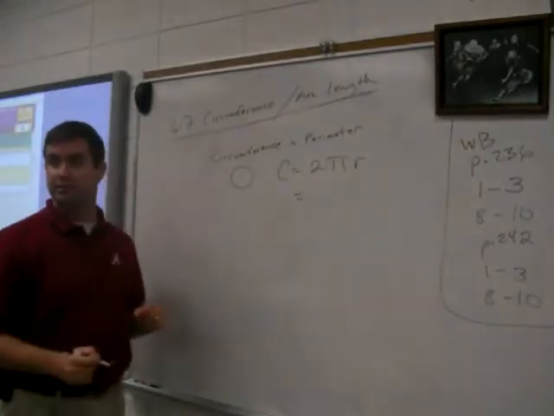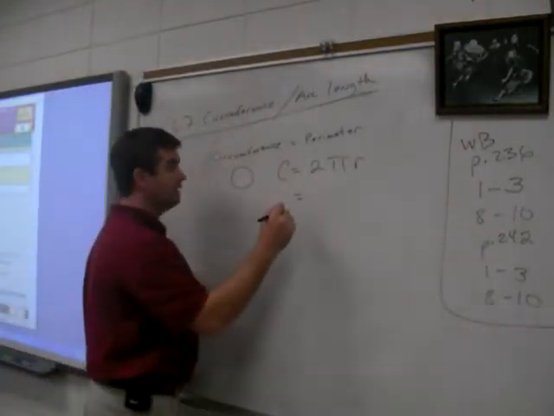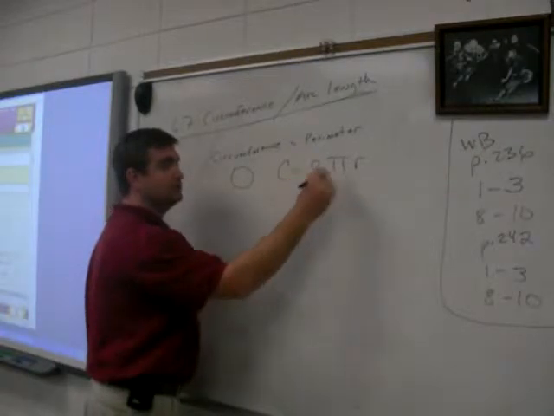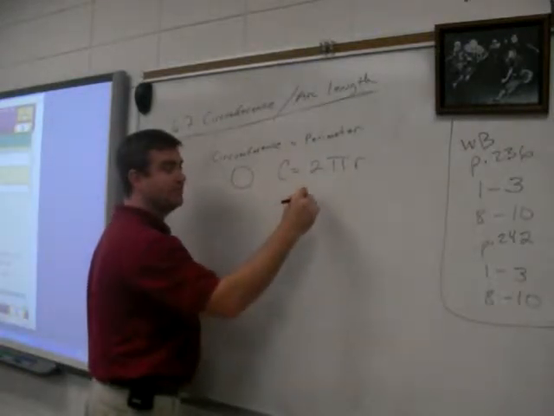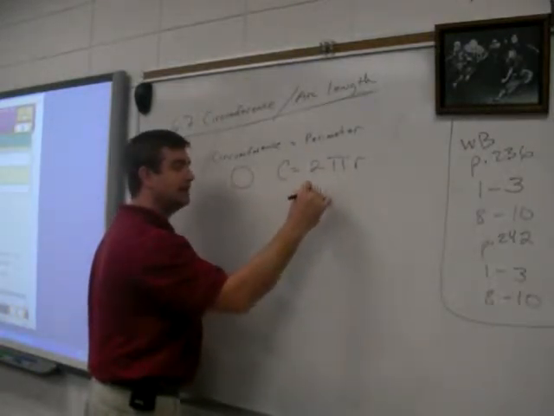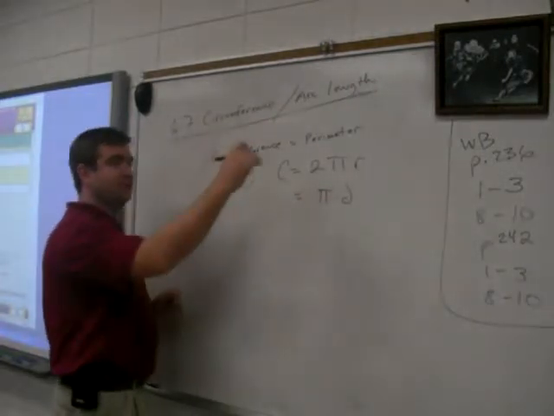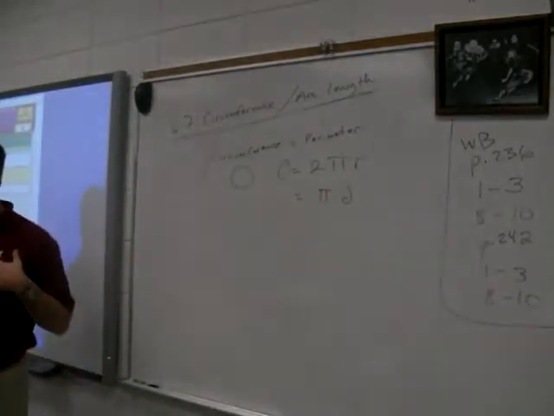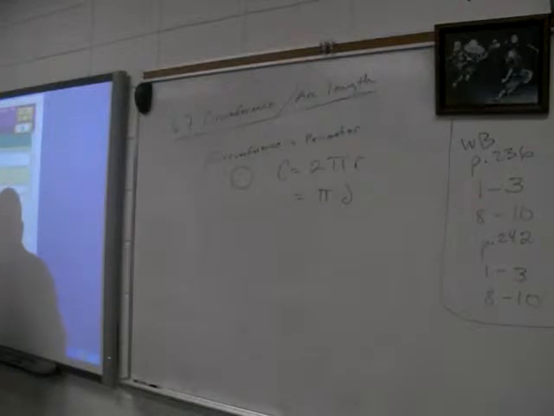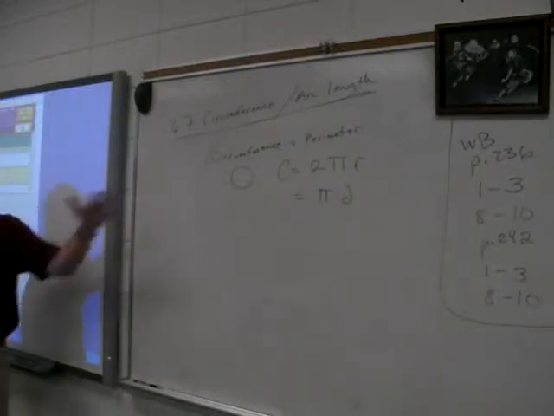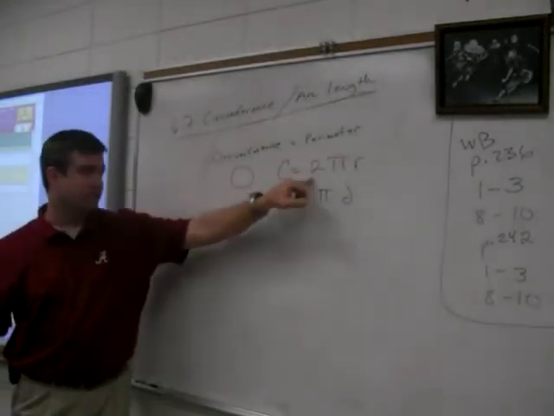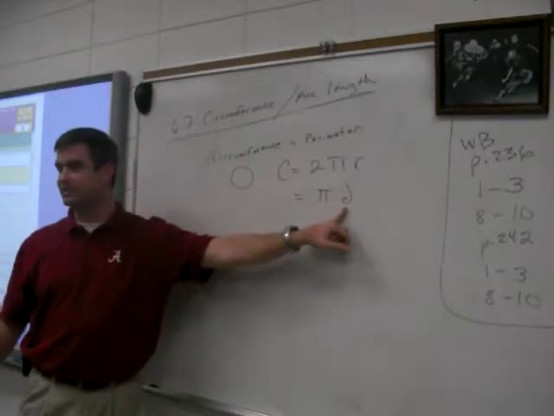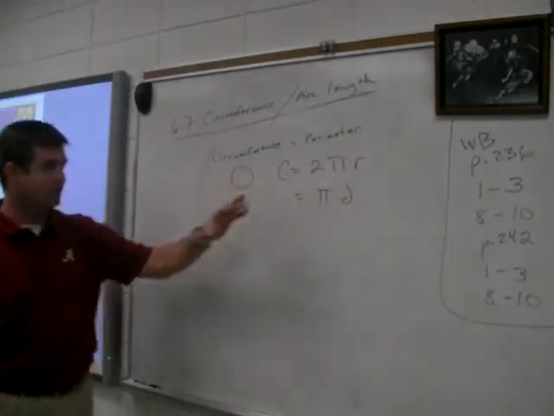What is the other formula? Nope, that's area. 2 times the radius would be the same as what? Pi times diameter. So there's 2 formulas. I like to use 2 pi r. That's the one I like to use. Understand that these are the same thing, because 2 times the radius is the same as the diameter. Okay, so that's the formula.